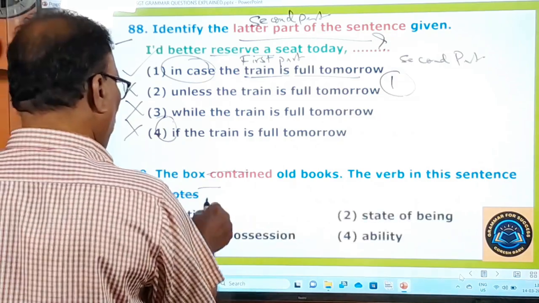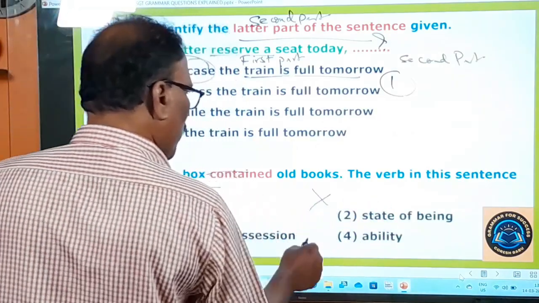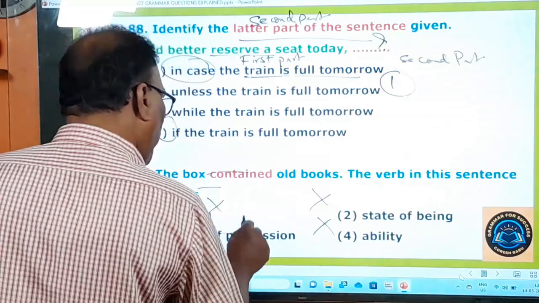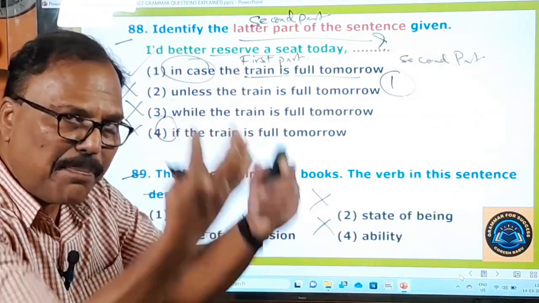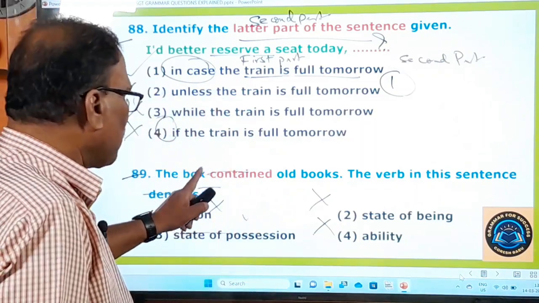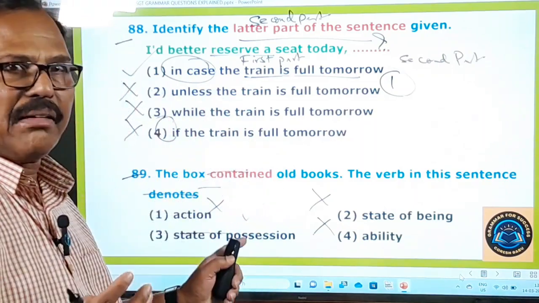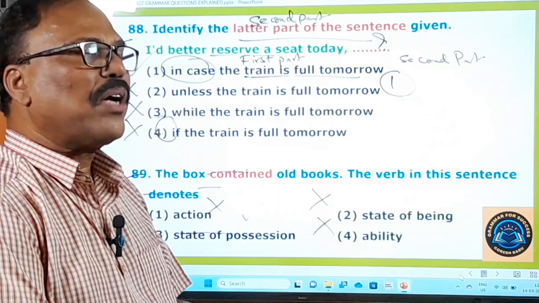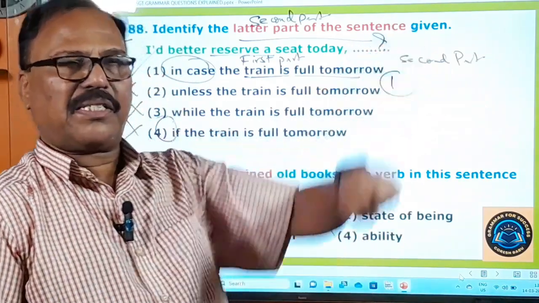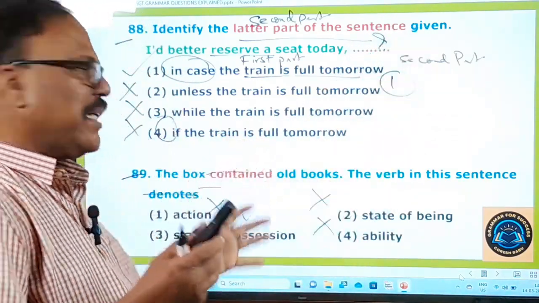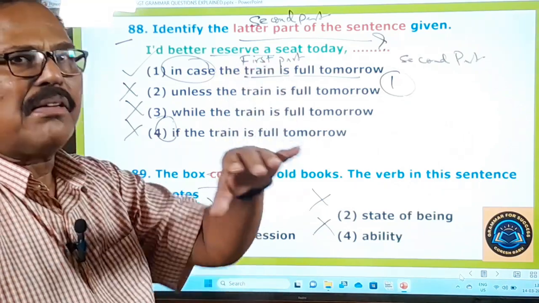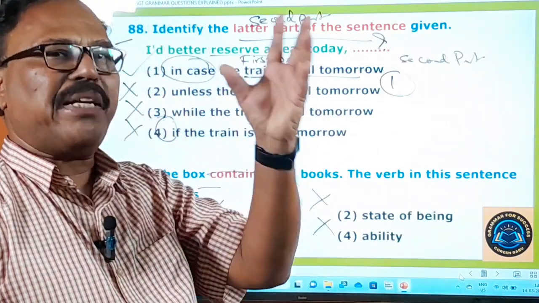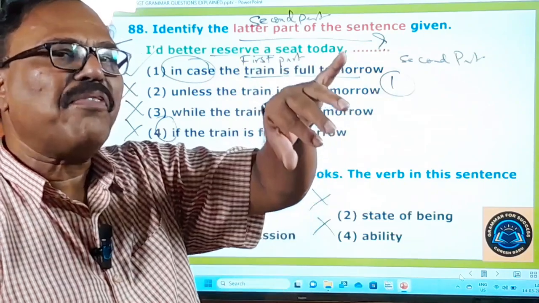Options are given. Action, no. State of being, no. Ability, no. State of possession. The box contains, it's a possession. The box contained old books. Containing, consisting of. The book contains 50 pages. It indicates a state of possession. The book contains 50 pages, or the book consists of 50 pages.